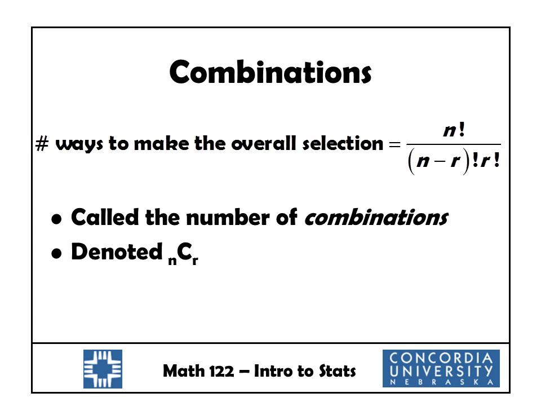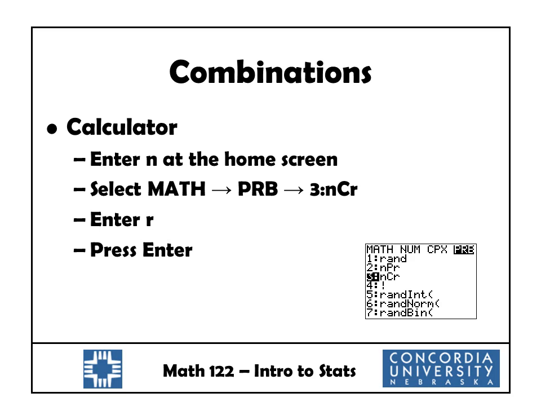We can calculate the number of ways to make the overall selection using this formula here. n factorial divided by n minus r factorial times r factorial. Notice this looks very similar to the previous formula we saw. The only difference is that we have an extra r factorial in the denominator. This number is called the number of combinations, and it's denoted by nCr.